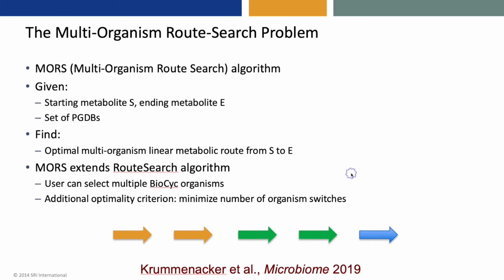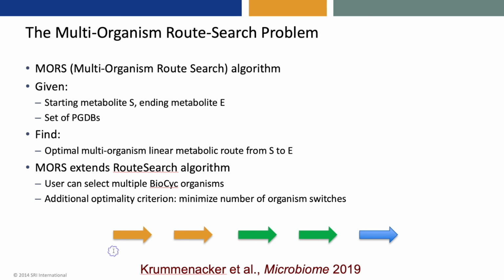We have a tool that we published 2 years ago called multi-organism route search that, given a starting metabolite, an ending metabolite, and a set of pathway genome databases, will find an optimal multi-organism linear metabolic route from the starting to the ending metabolite. And we've extended the route search algorithm by adding one additional optimality criterion, which is to minimize what we call the number of organism switches.